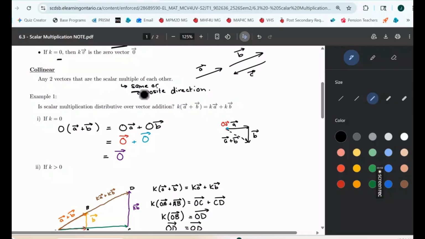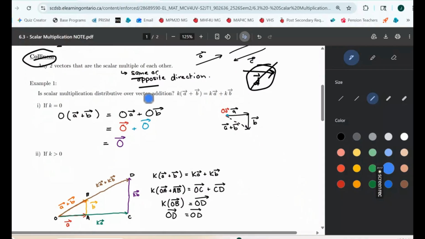Collinear: any two vectors that are scalar multiples of each other, so it has to be the same or opposite direction. Collinear just means they line up. They're on the same line. So vectors A, B, and C, all three of these are collinear. If I drew a vector D, it's not collinear because it's not facing the same or opposite direction.